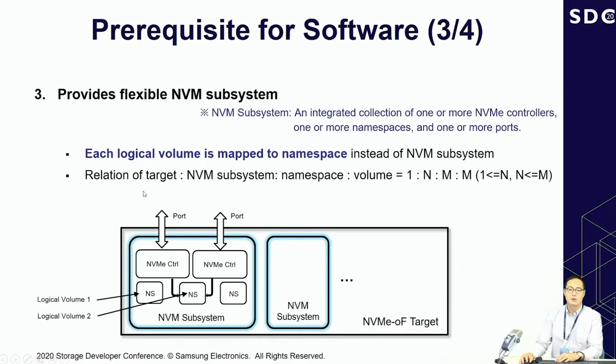The relation of NVMe Fabric target, NVMe subsystem, namespace, and volume is 1 to n to m to m, which means one NVMe Fabric target can have multiple NVMe subsystems, and one NVMe subsystem can have multiple namespaces, and one namespace is mapped to one logical volume.